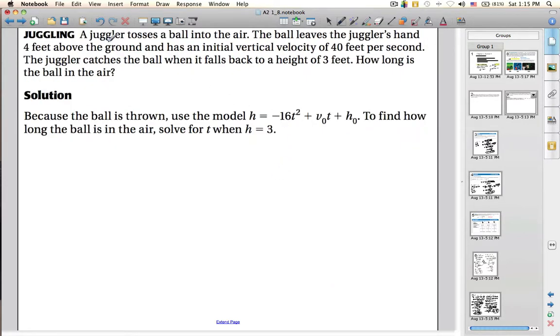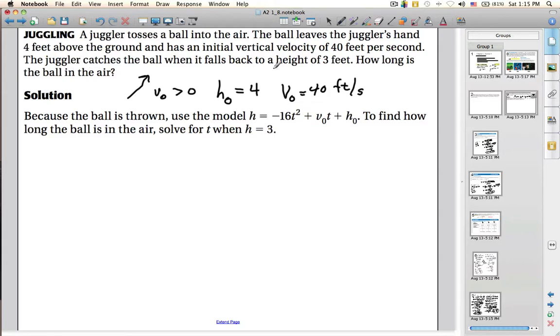Okay, so in our case, a juggler tosses a ball into the air. So he's tossing the ball up, velocity, initial velocity. The reason they use a subscript of 0 is that it means at time 0. Initial velocity is going to be greater than 0. So the ball leaves the juggler's hand 4 feet above the ground. So that's going to be initial height, height at time 0. Right when it lets go of it, it's 4 feet off the ground, and has an initial vertical velocity of 40 feet per second. So initial velocity is 40 feet per second.